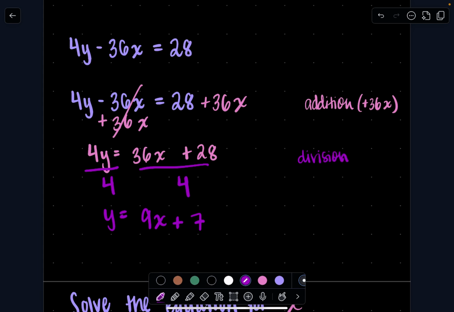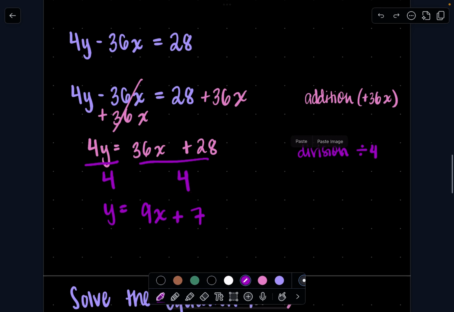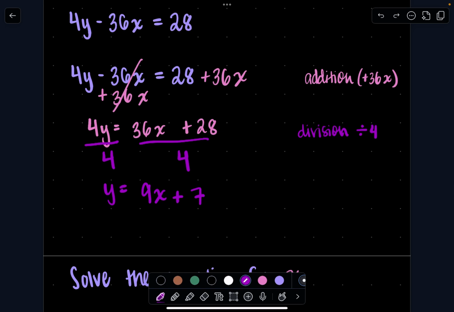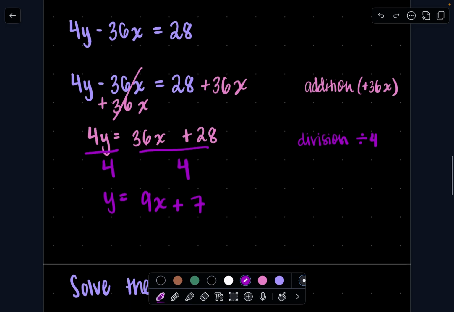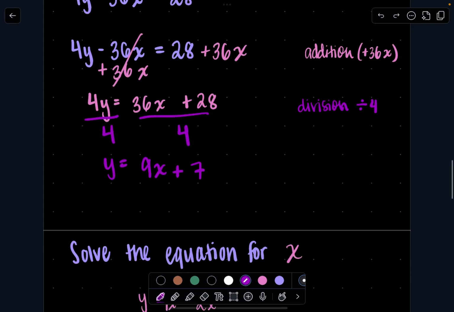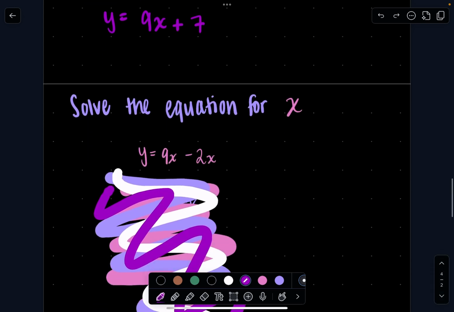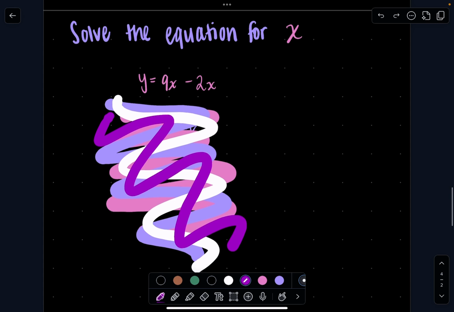And then the next thing we're doing is we're using division to get rid of the 4 in front of the y. I like to show division as a fraction because then you can simplify and see, okay, I'm dividing both this by 4 and that value by 4. And so when we rewrite it, we get y equals 9x plus 7. Man, this makes me think of functions and when we graph equations. Okay. Now pause the video again.